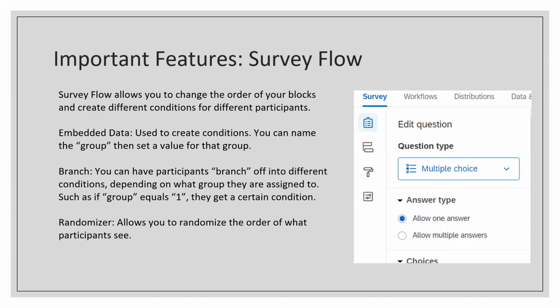Branch is if you want people to branch off into different conditions, depending on what group they're assigned to. So you would assign the group numbers in embedded data, and then branch would actually send them off into those different groups. So you would put group equals 1, and then they would get that condition. And then randomizer allows you to randomize the order of what participants see. So if you send them off into that group, you can randomize what order they get whatever questions in that set.